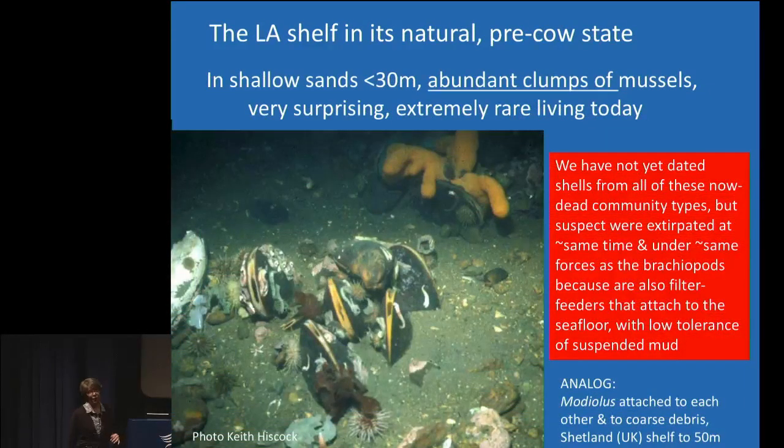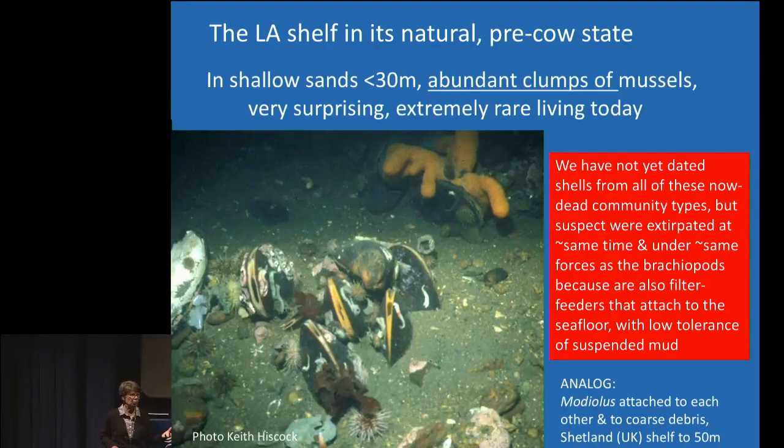We also find in shallower water parts of our longer cores that there were really abundant clumps of these mussels. These are horse mussels, Modiolus. This is an example; we don't have any pictures from here in California. This is from the Shetland Islands. But these are really only rarely found now.